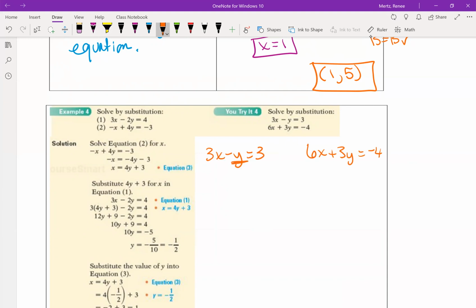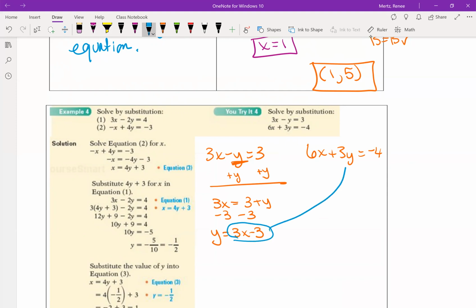So the only thing attached to the y is a -1. So if we want to make this easier, instead of having to divide by the negative, I would add the y to the other side. So I get 3x equals 3 plus y. Subtract the 3. So you get y equals 3x minus 3. I'm going to take that, and I'm going to plug it in to the other y.